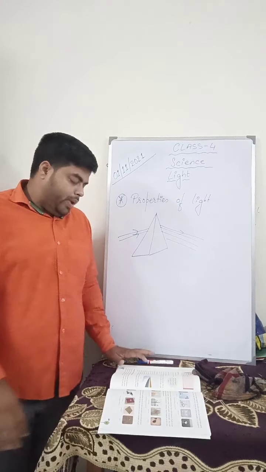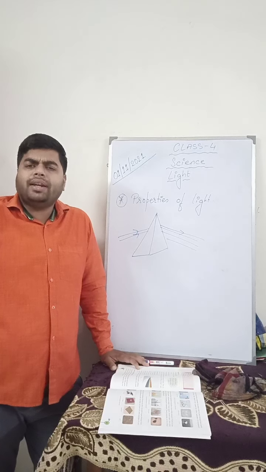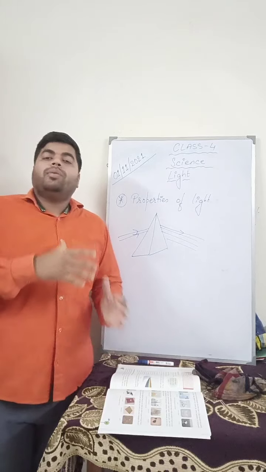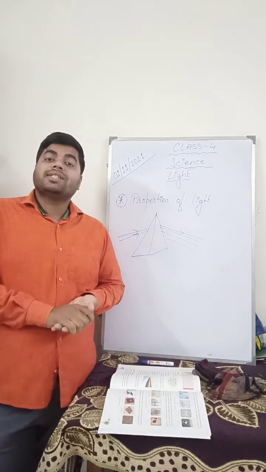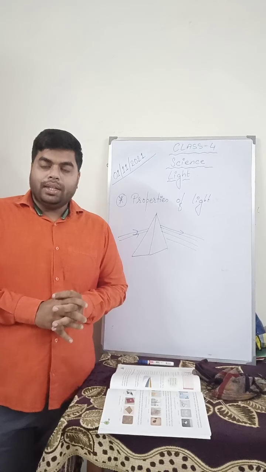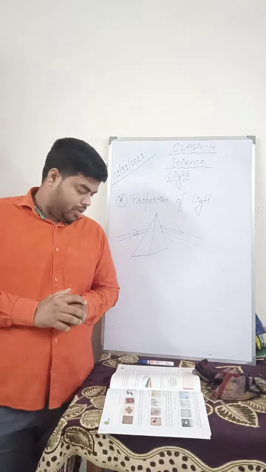Let us see. When light travels through water, air or glass, it bends and changes its direction slightly, very little. This slight change of direction is known as refraction of light.